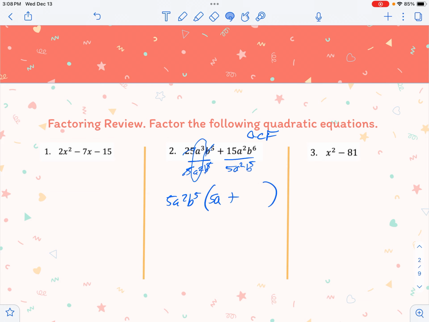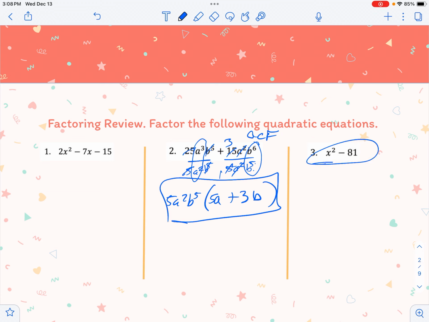So we got 5a inside there. What else do we have? 5 goes into 5 once, 15 3 times, so that's 3. The a squareds cancel out, and I got b to the 6th over b to the 5th. 6 minus 5 is 1, so that'd just be b. So there it is, greatest common factor. This is difference of perfect squares. We'll get to that in a little bit.